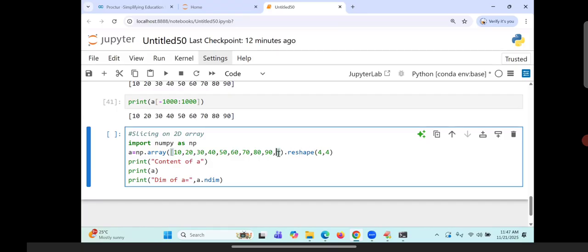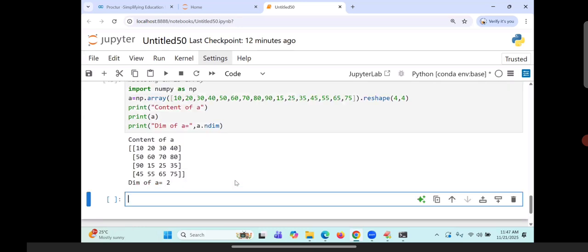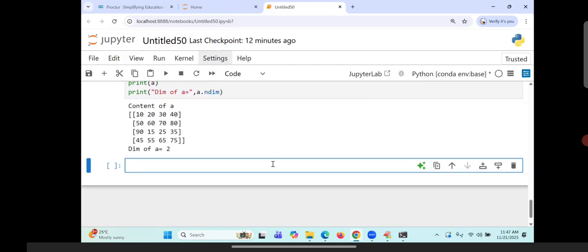I will go to 7 elements. I will add 15, 25, 35, 45, 55, 65. How many? 6. One more I will add: that is 75. Is it okay? Yes. So I am going to get it 4 by 4. Okay? Now be careful.